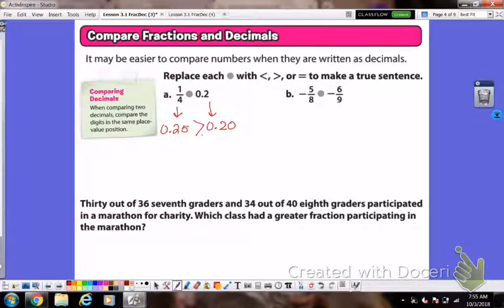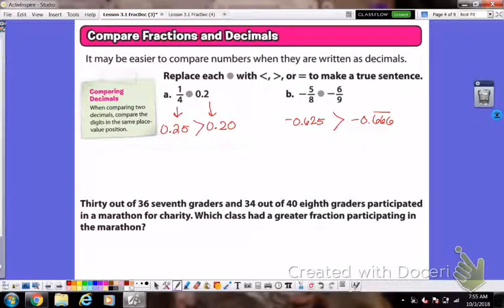Same thing over here. Negative 5/8 can be changed to negative 0.625. Negative 6/9 will be negative 0.666 repeating. Now, be careful with our negatives. Remember which one's greater according to our number line. And again, we have a greater than symbol.